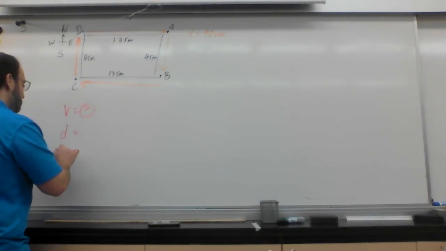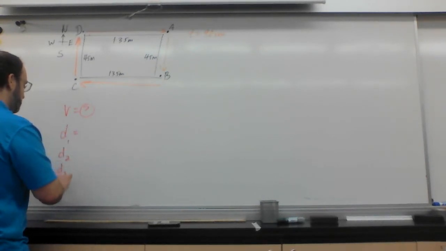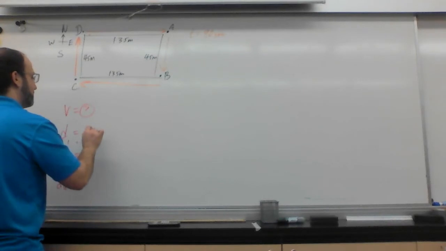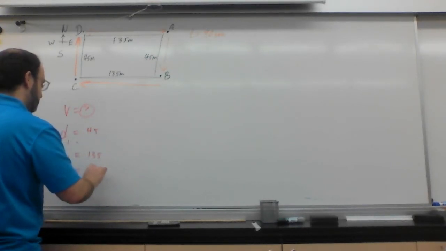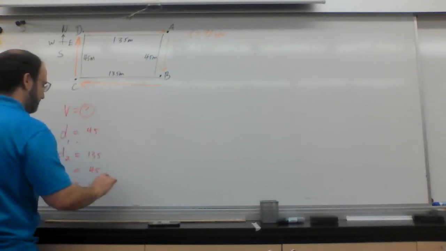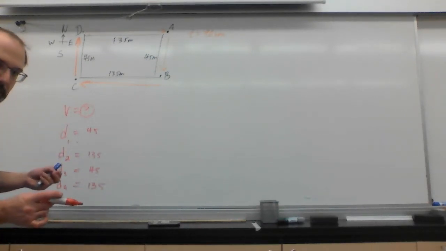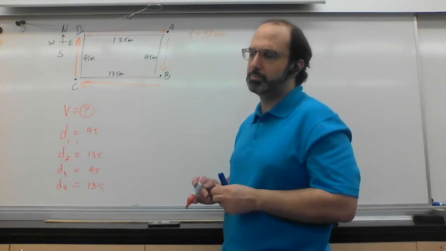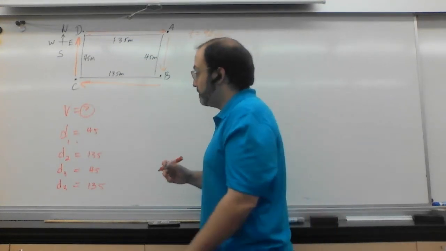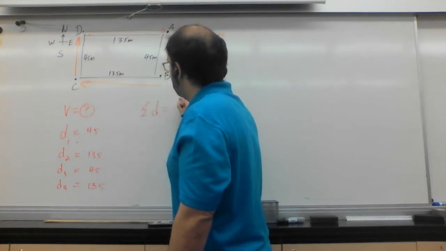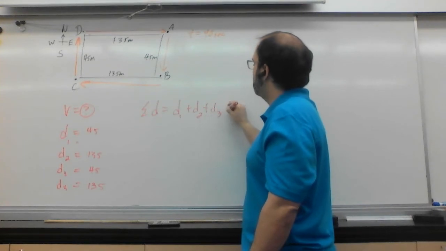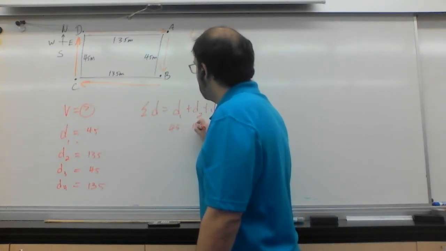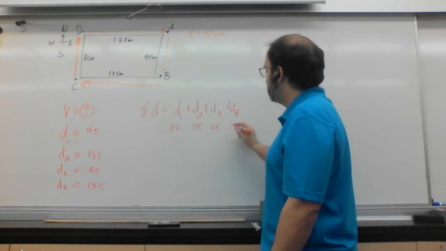I know that D1, D2, D3, and D4. I have all of those because they're all up there. I've got 45, 135, 45, 135. So let's do this in a couple stages. There are a few ways you can do this. The easiest way, of course, is to do it one step at a time. And I do strongly recommend that, especially when you're first learning. So that's what we're going to do. So we go, the total distance is equal to D1 plus D2 plus D3 plus D4 in this case, because there are 4 distances. Then I put in my numbers. 45, 135, 45, 135.